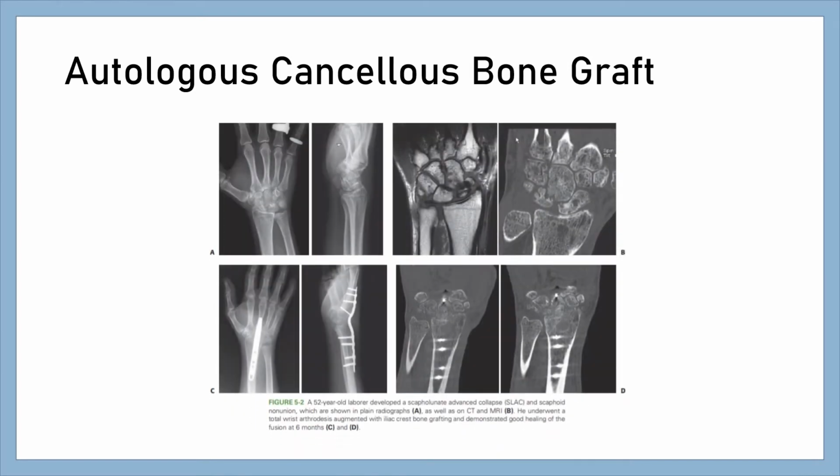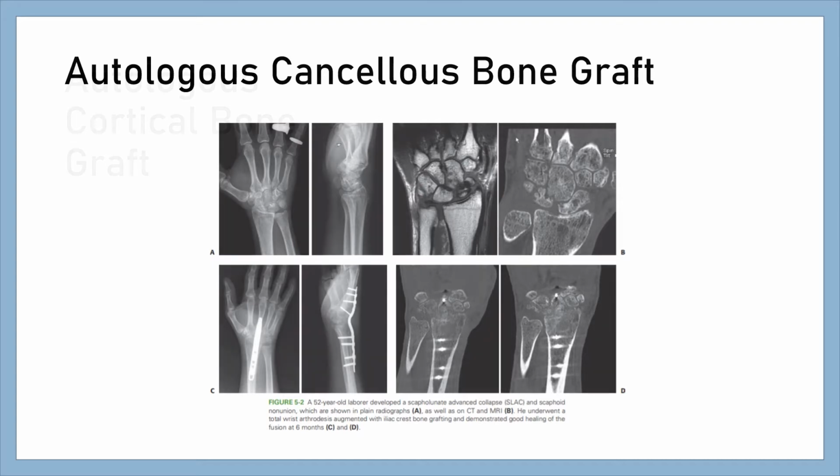This is the picture of a 52-year-old laborer who developed scapholunate advanced collapse and scaphoid non-union, which are shown in plain photographs as well as on CT and MRI. He underwent a total wrist arthrodesis augmented with iliac crest bone grafting and demonstrated good healing at 6 months.